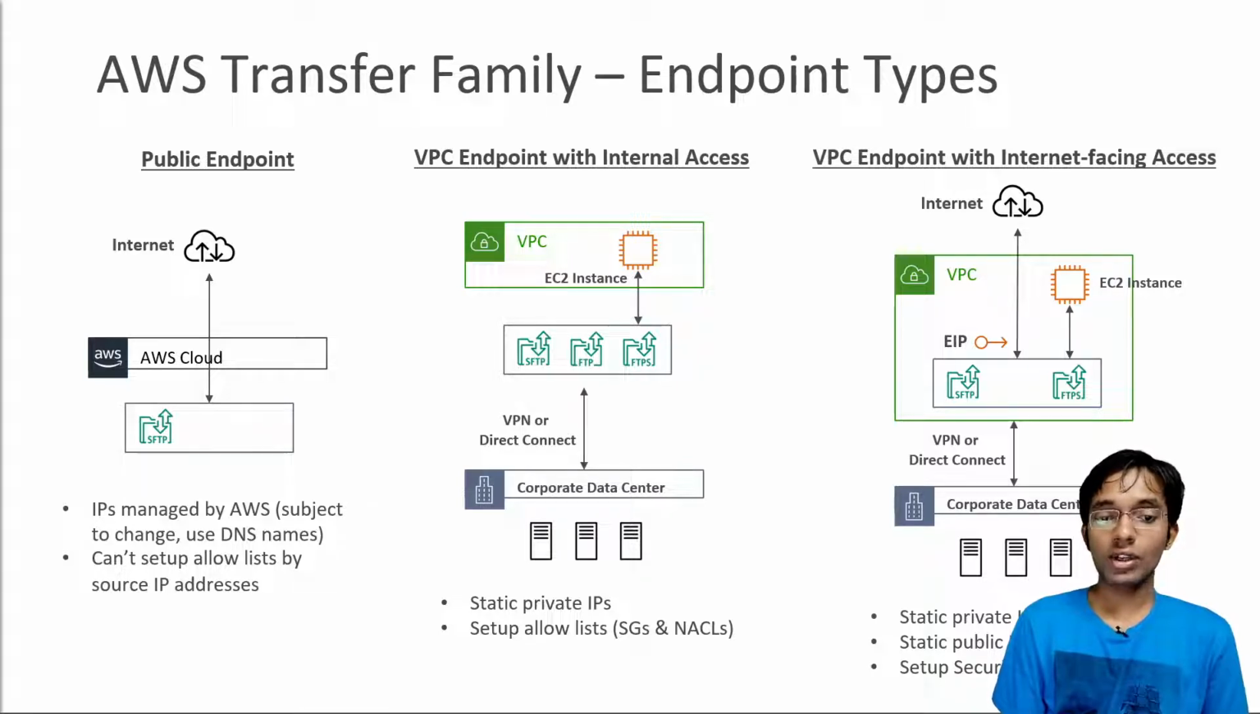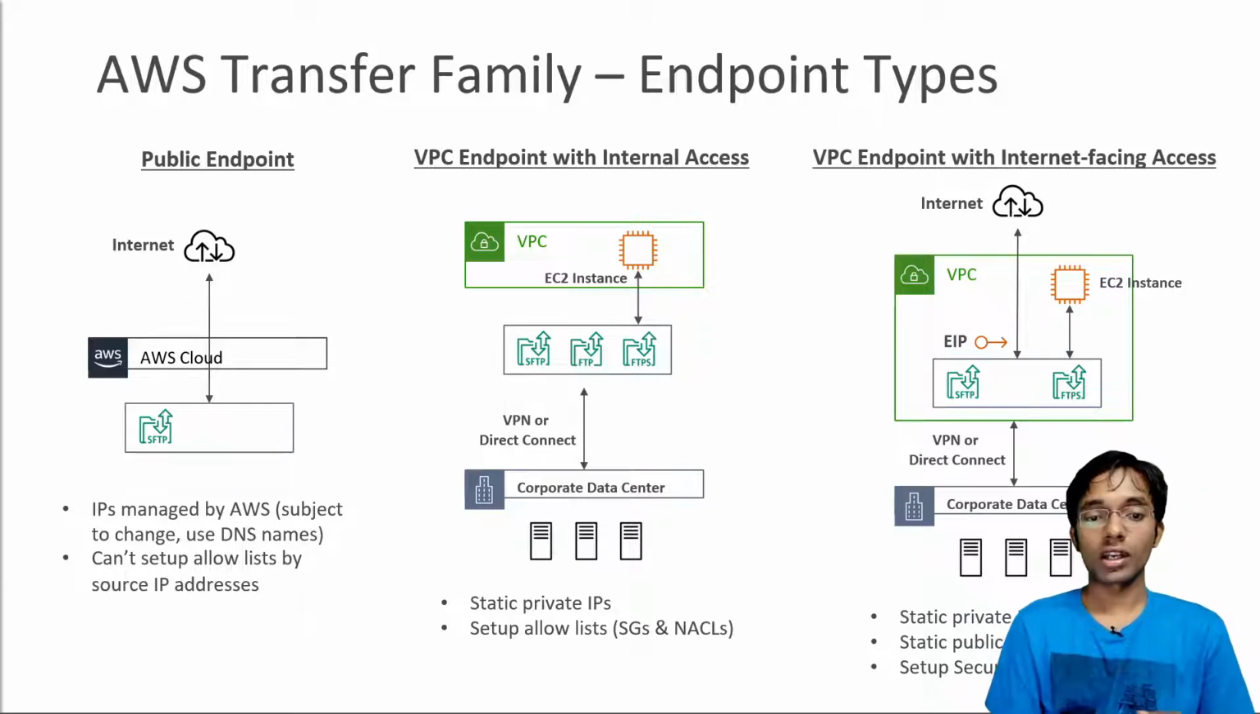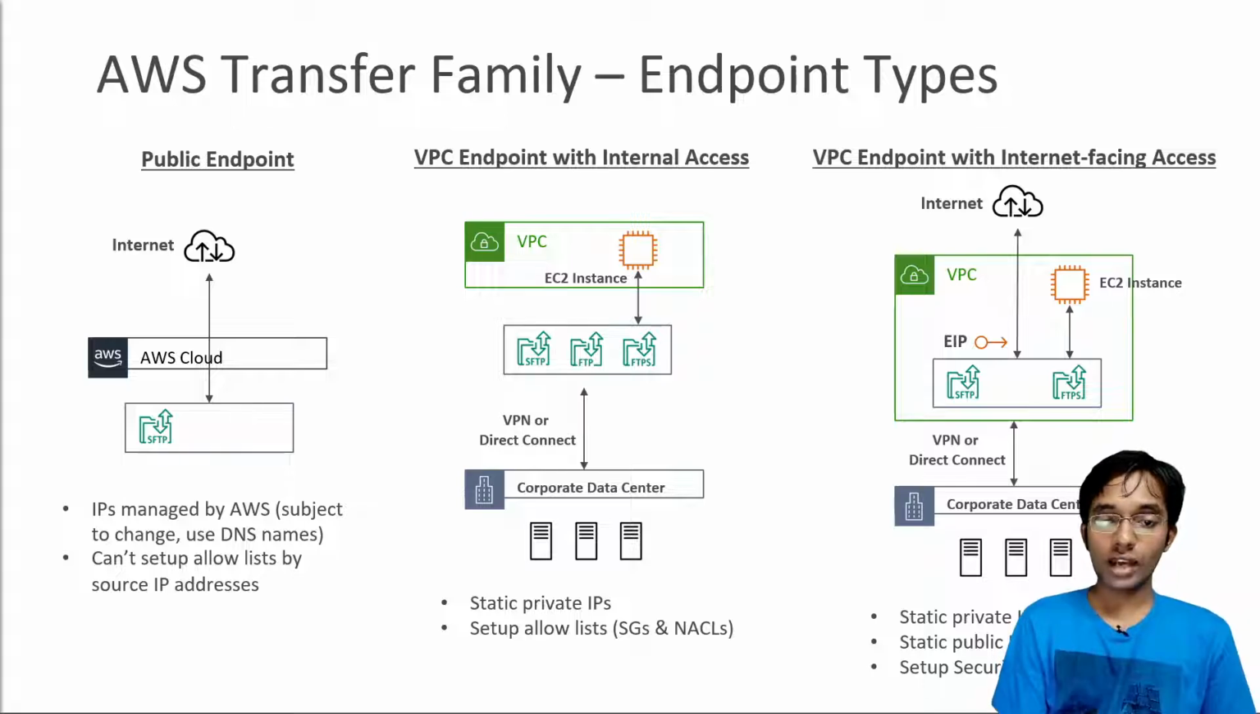In this case, your SFTP, for example, is deployed within your VPC, and your EC2 instances within your VPC are able to access your endpoint privately, as well as your corporate data center if connected via VPN or Direct Connect. Here you get static private IPs to access your endpoints, and you can set up an allow list because you can leverage security groups or network ACLs, NACLs, to manage access to your endpoint. These two make sense, but you can get a hybrid version of it.